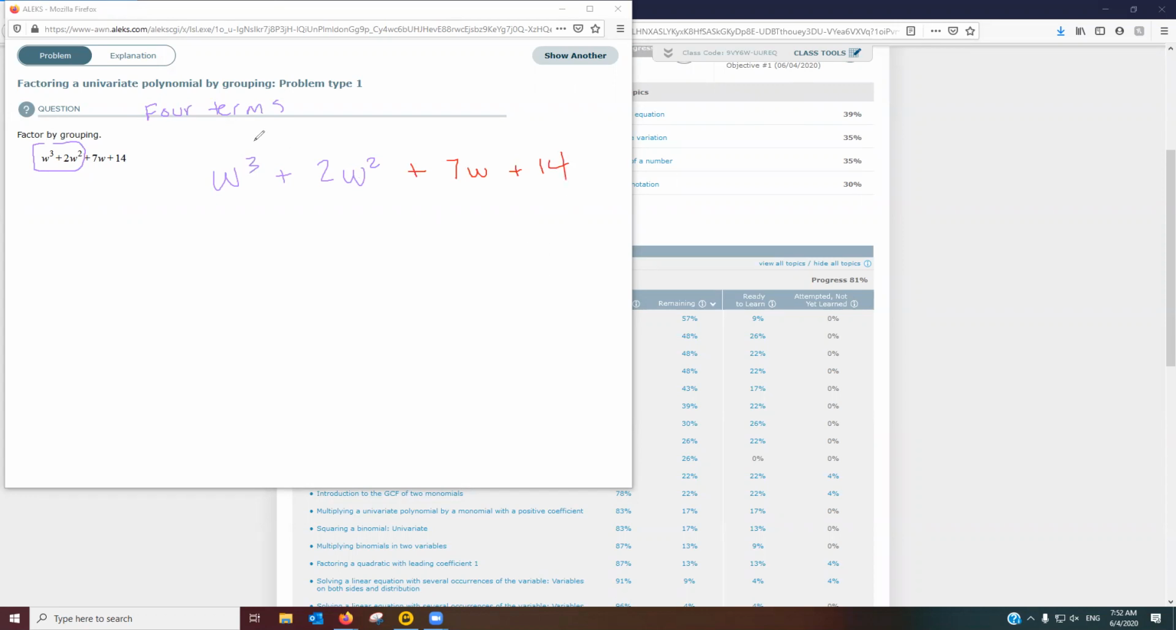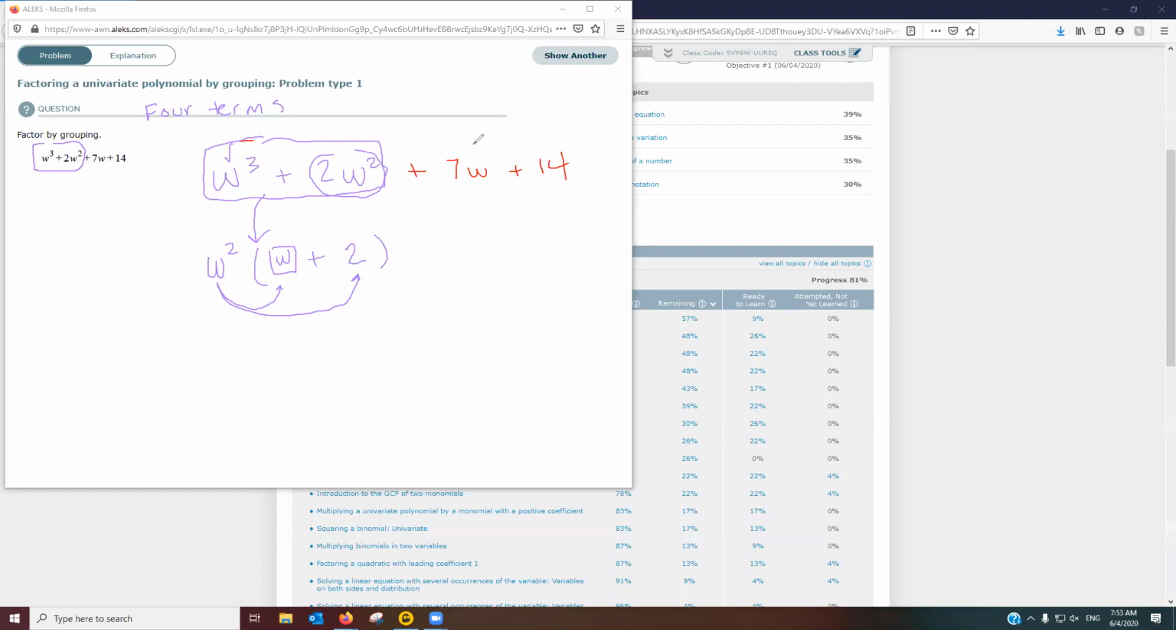All right, so I'm going to try to factor just these first 2 expressions to begin with. Well, I'm noticing there's a w squared that's in common, so I'm going to pull that out. Well, w squared times what would get me back to w cubed? So I need a w here. w squared times what would get me back to 2w squared? I need a 2 back here.